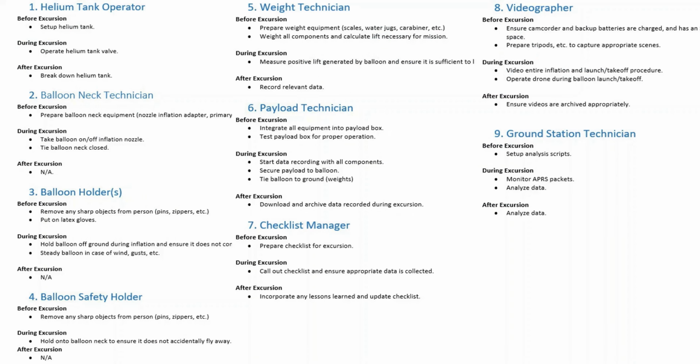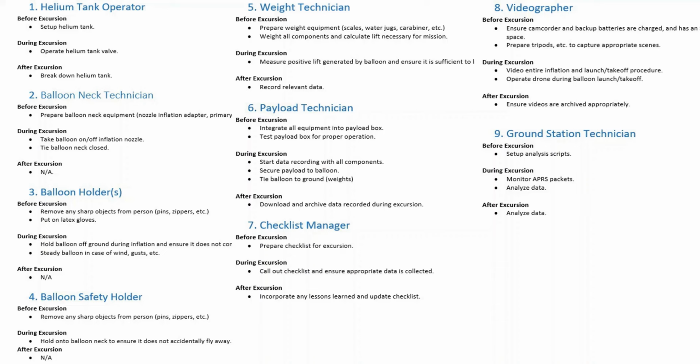One other thing that was very helpful is we also assigned specific jobs to every participant, so they knew exactly what they needed to do. So we talked about some of these jobs earlier, like the helium tank operator, the balloon neck technician, etc. But we also decided to include a job of a dedicated checklist manager. That's number 7 you see there. This person was in charge of making sure that we ran through the checklist and did not skip any steps, and everything was properly executed.